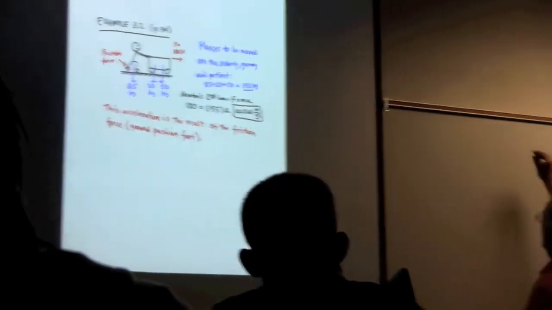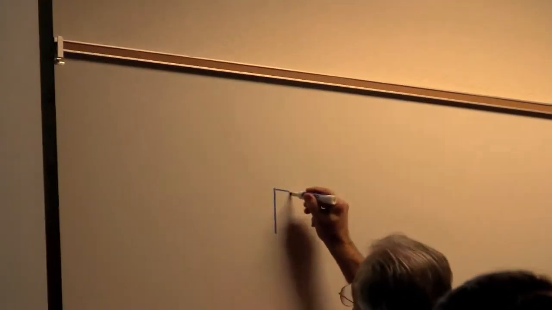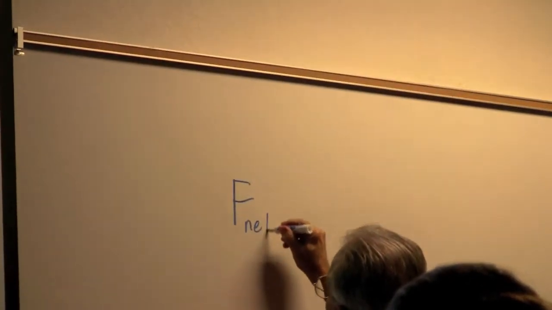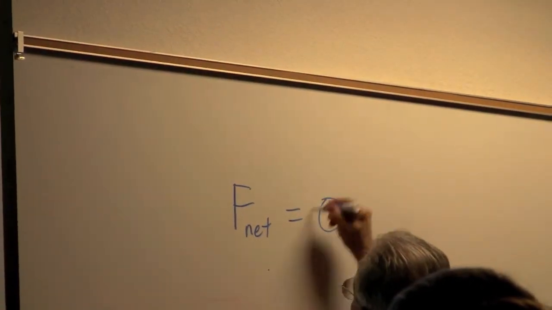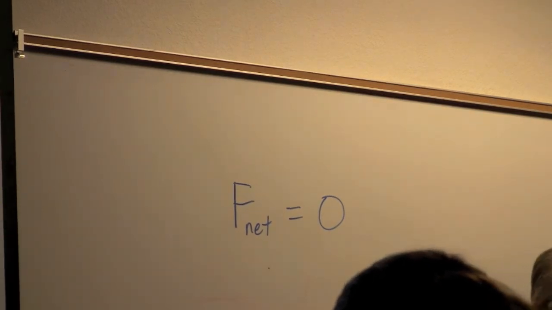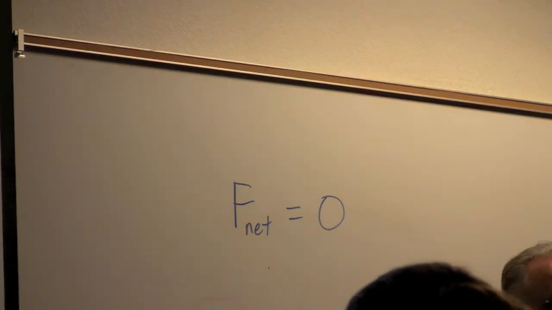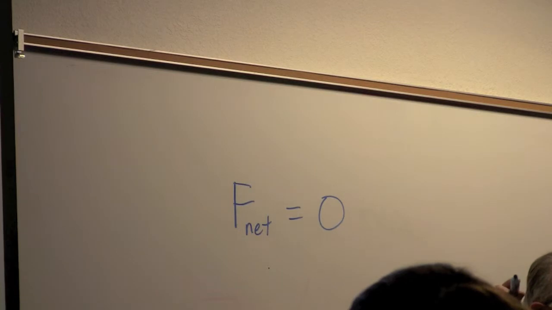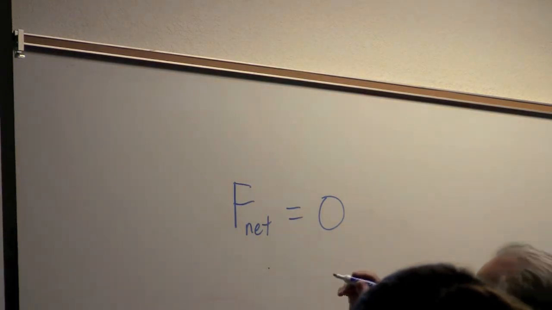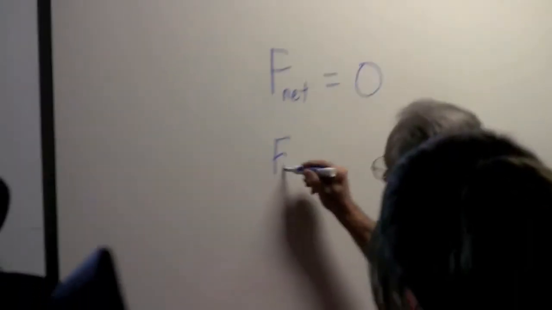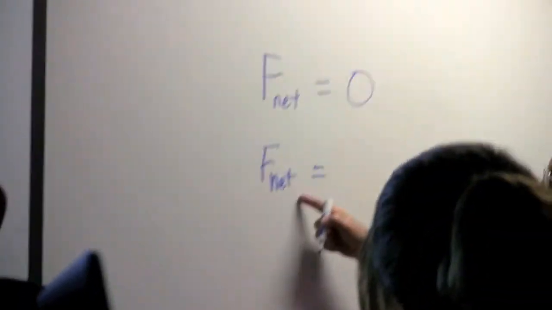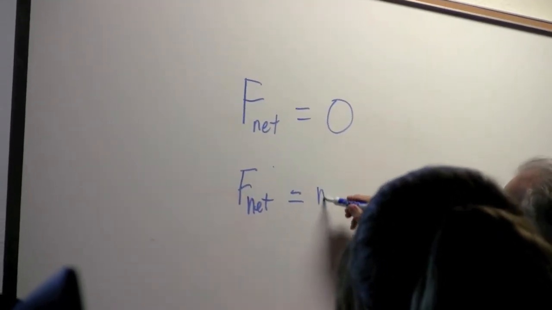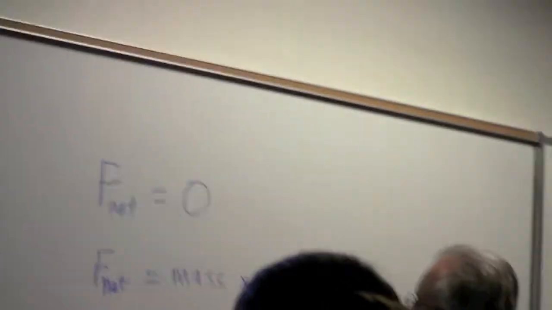Newton's first law, remember, said that if the net force equals 0, then there is either no motion or you're moving at a constant velocity, constant speed in a straight line. If there is a net force, Newton's second law said that will result in movement, and that movement will be the product of the mass of the object multiplied by how much it accelerates.